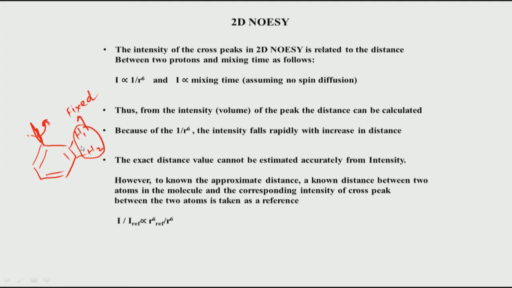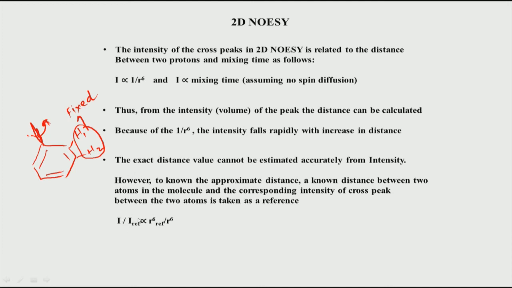So, suppose now I have two unknown atoms whose distance I want to calculate, but I know only the intensity, I do not know the distance. You can see here for a fixed reference moiety like this, I know R. Now, for the unknown case, I know I, that is from the NOESY spectrum, but I do not know R. So, R is what I want to calculate.